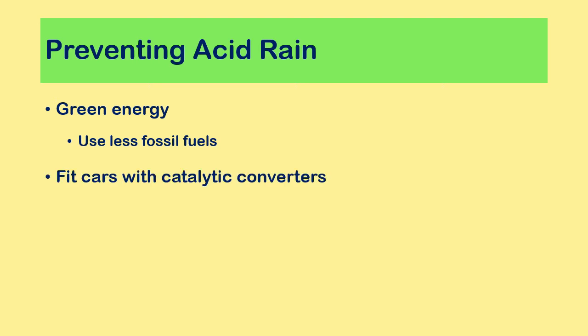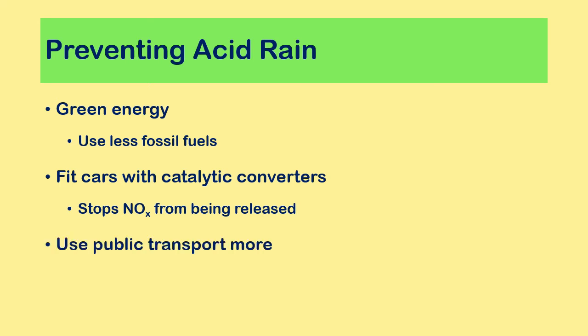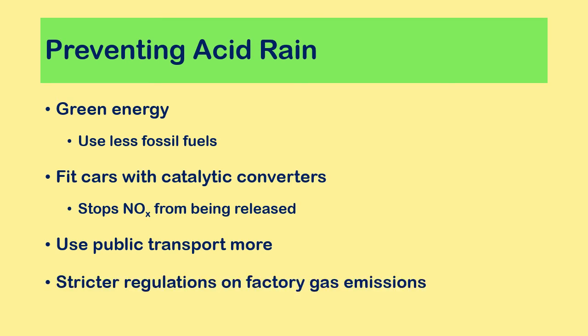Cars are now typically fitted with these things called catalytic converters, which prevent nitrogen oxide and nitrogen dioxide from getting into the air. And by using more public transport, using trains, buses, or cycling to get to work, to school, etc., that minimises your individual impact on acid rain. And also, governments can help by introducing stricter regulations on the amount of gases that factories and companies can release.